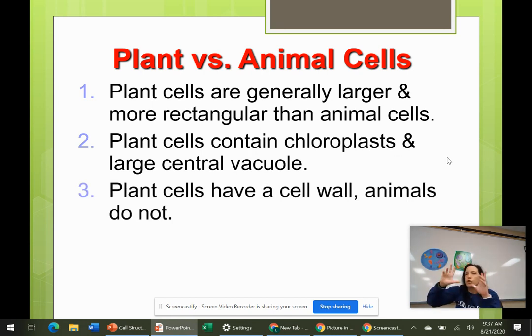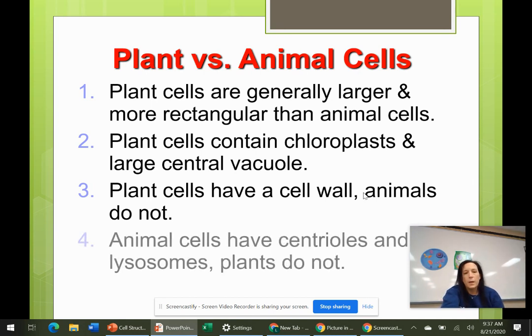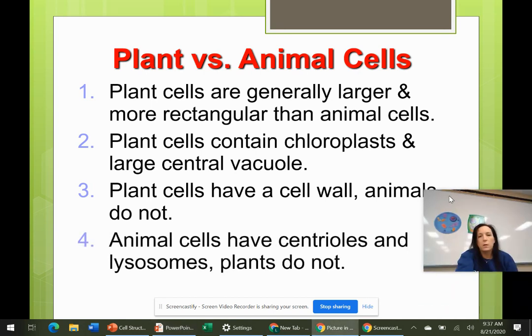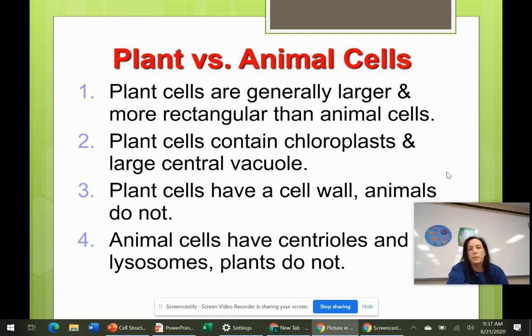They're not as structured. My arm is not the stem of a plant, where I can't move it. Animal cells have more fluidity, or the ability to move around. Animal cells have centrioles and lysosomes, and plants do not. So that's important. Centrioles help with structure. So hopefully that helps and makes sense.